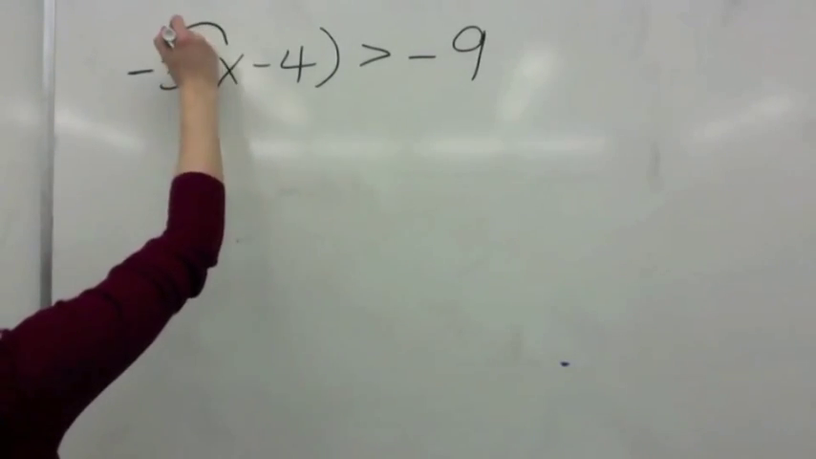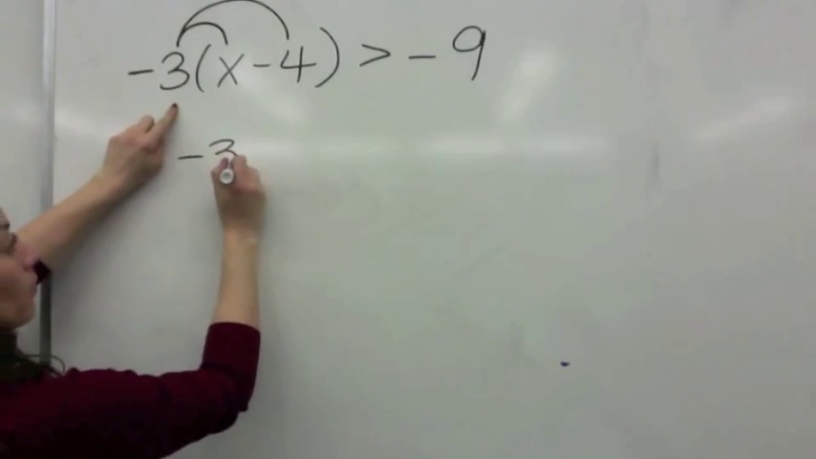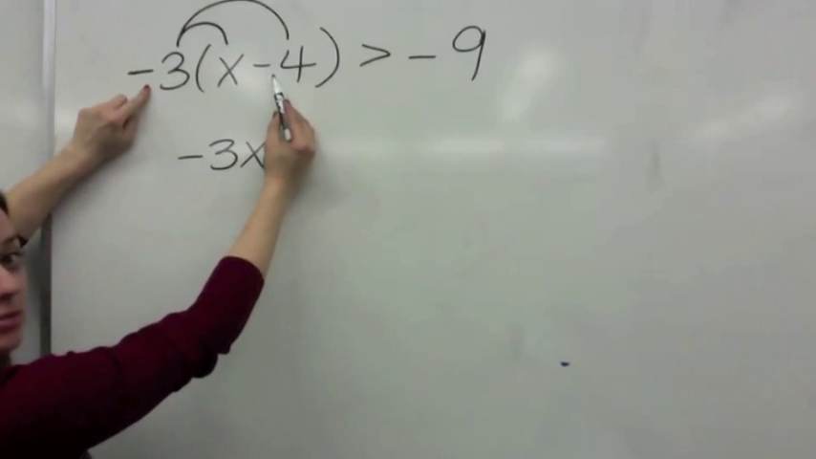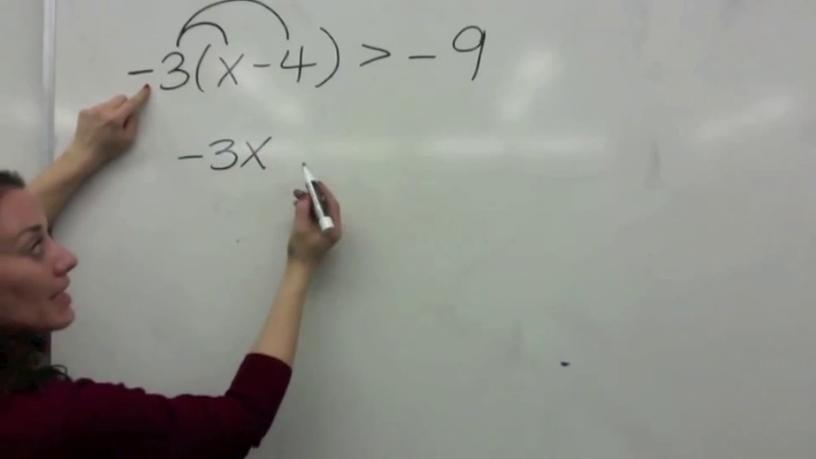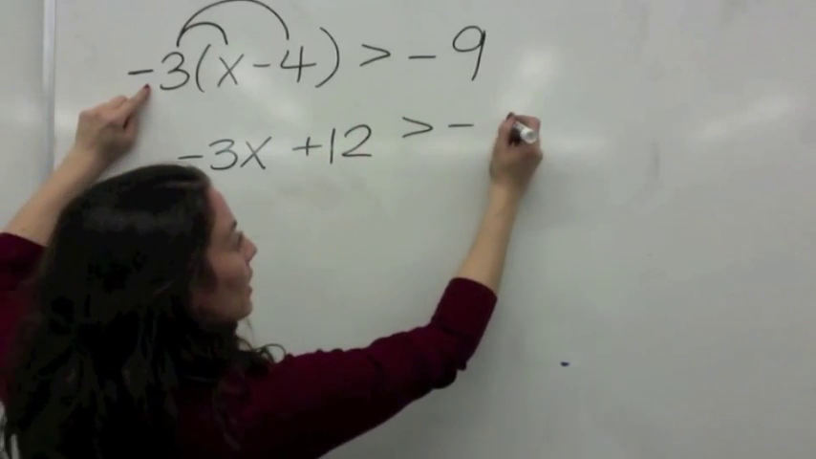Negative 3 times x and negative 3 times negative 4. So negative 3 times x is negative 3x. And what's negative 3 times negative 4? It is positive 12, that's right. Is greater than negative 9.